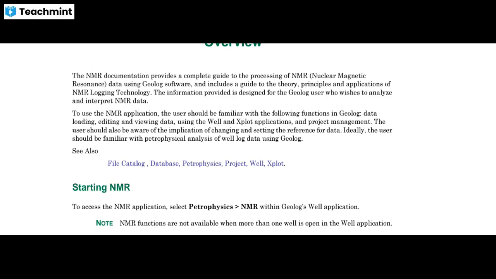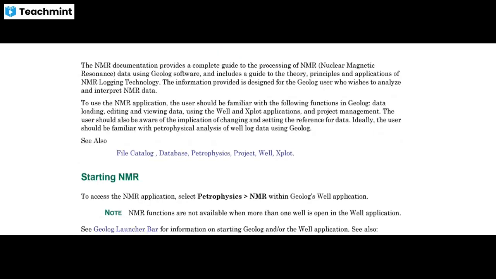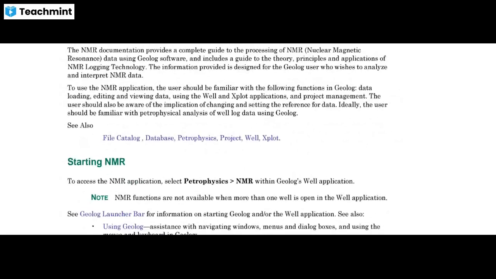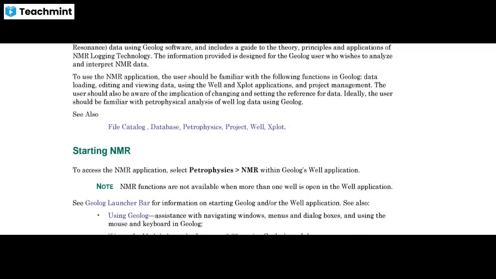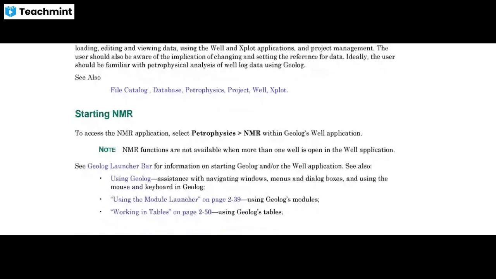We'll see the NMR Geolog application software in a separate lecture, but let us go to the petrophysics introduction of this NMR. To assess the NMR application, you have to do the petrophysics NMR with the help of the Geolog well application. So you have to use the Geolog functions, the module launchers, and also the working tables. This is the starting application of Geolog well applications in NMR, that is petrophysics. Then this is next.